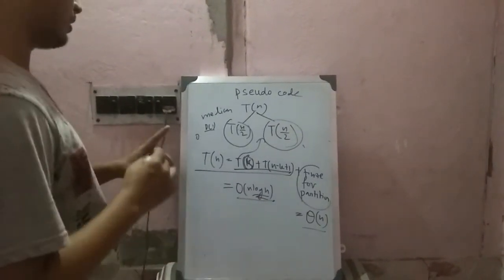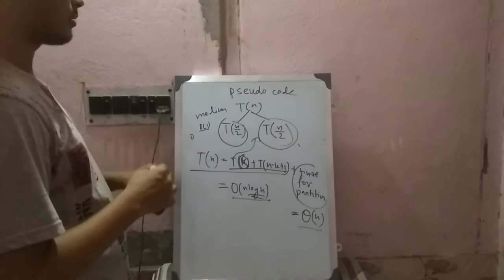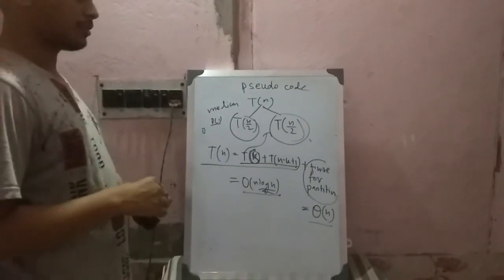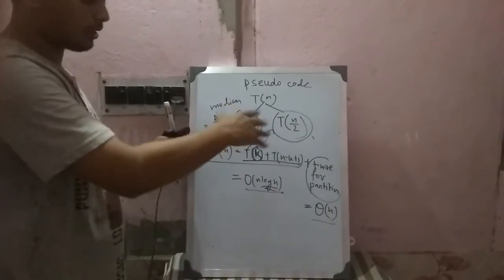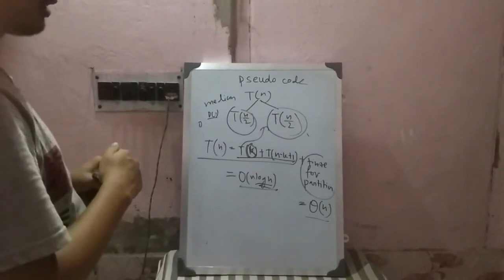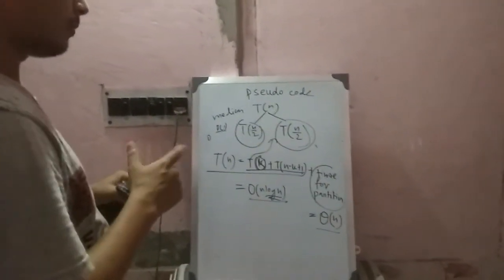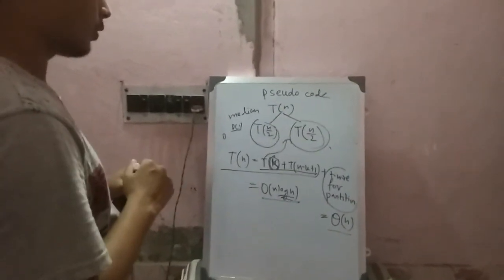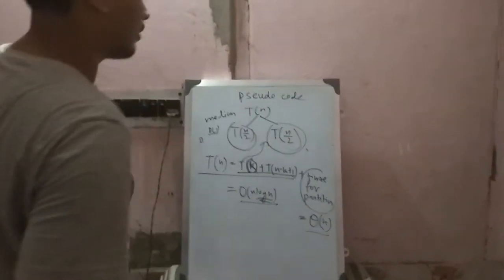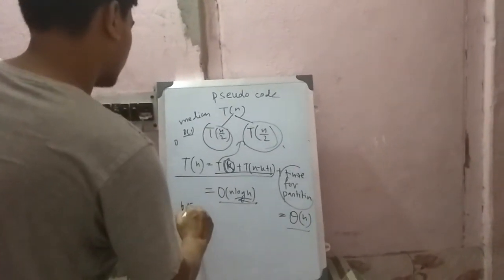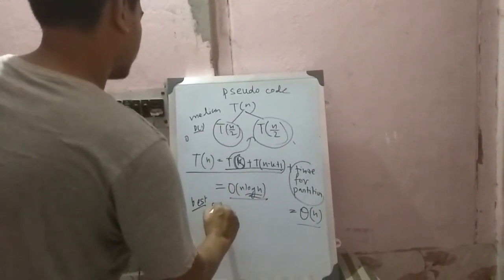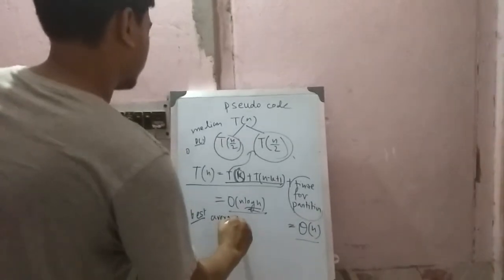If you want to understand the recursion tree, or the back substitution behind this, I will give the math for the recursion tree in the description below. Please watch that. Okay, so the time complexity will be order of n log n, and this is the best and average time complexity.